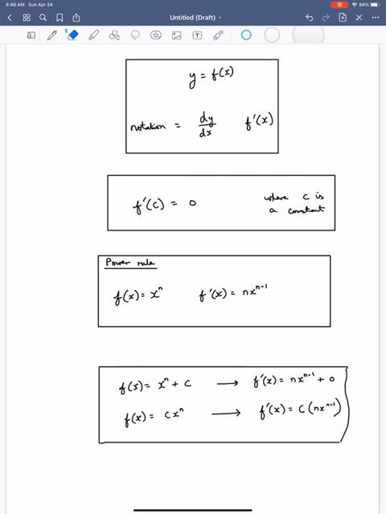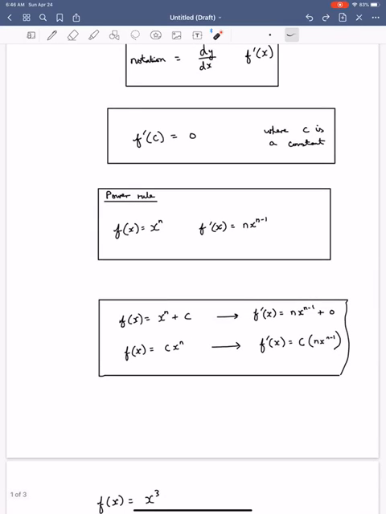Now, the rule of constants. A derivative of any constant is 0, regardless of what the constant is. The constant can be negative, it can be positive, minus 1, 2, 3, 10, 100. It doesn't matter what the constant is, it's going to be 0.